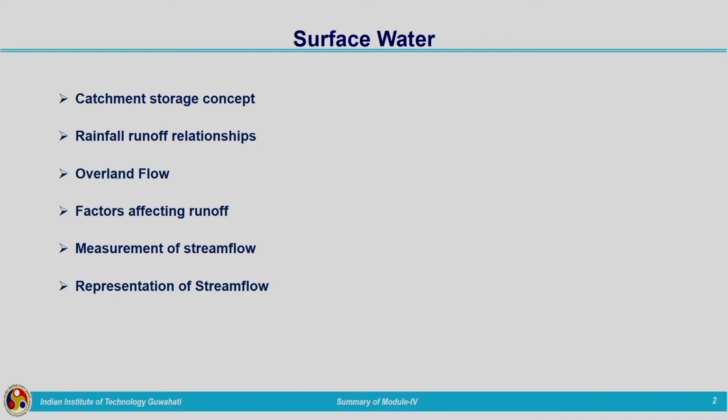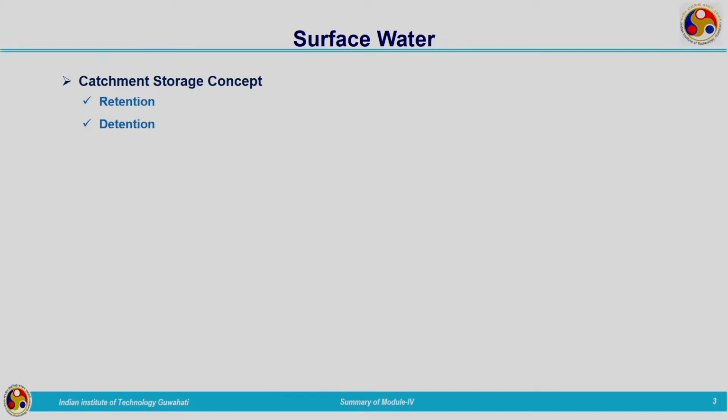First one, we have covered catchment storage concept. When we talk about a catchment, whenever there is a storm, some part of the water will be utilized for satisfying different storage components on the ground surface and beneath the ground surface. So, in the general way when we classify the storage, it is divided into two: retention and detention. Retention is the one in which the water is stored for a long time, and detention is during the time of storm, and after that it will be drained away. So, this is the general classification of storage. One is retention and the other one is detention.